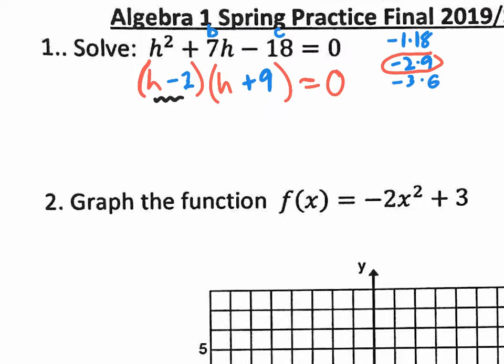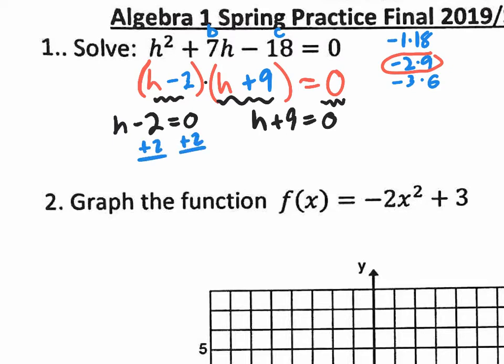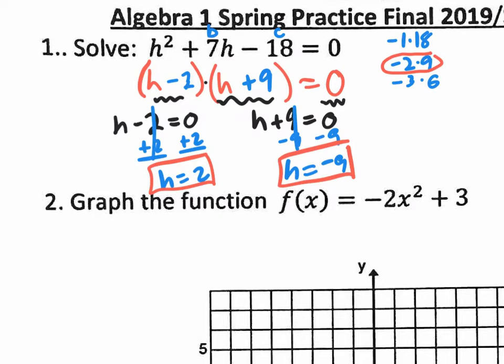So if you have something times something and it equals 0, the first something could be 0, the h minus 2 could be 0, and also the h plus 9 could be 0. Solve both of those simple equations, you're going to end up with h equals 2, that's one answer, and the other answer is going to be h equals negative 9, because you subtract 9. And those are your 2 answers to number 1.